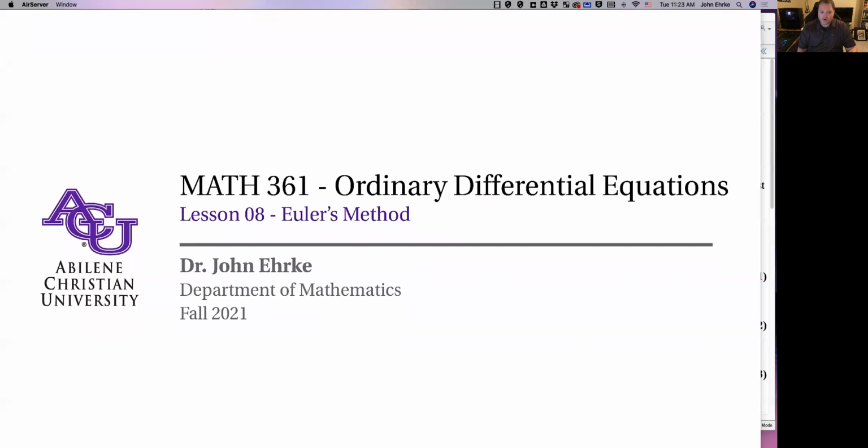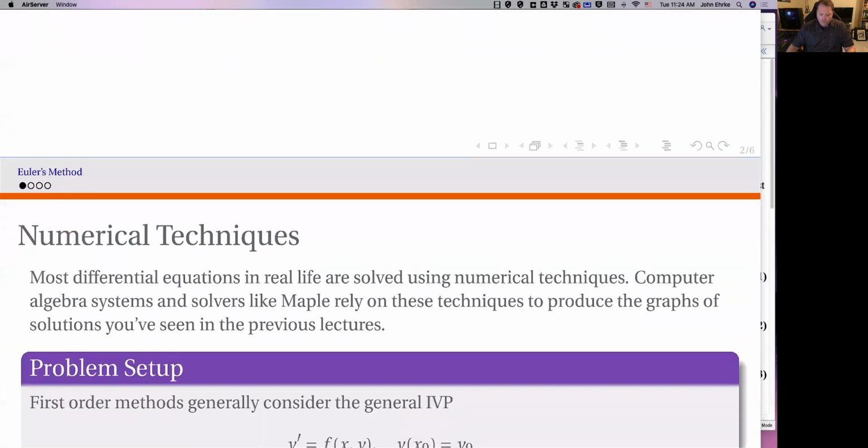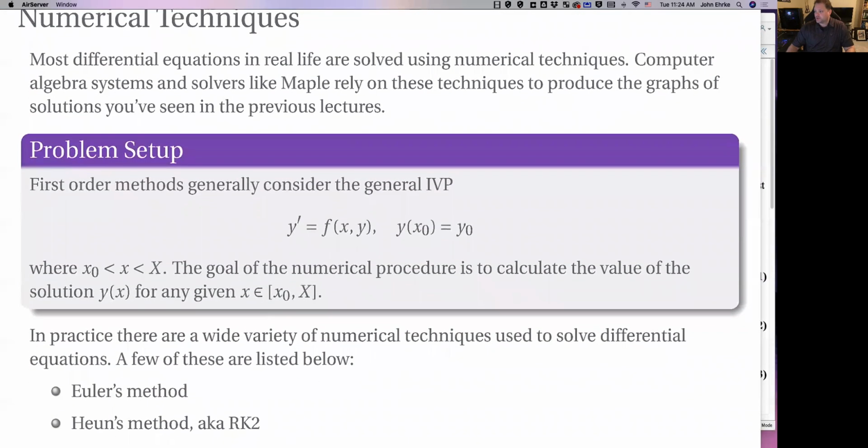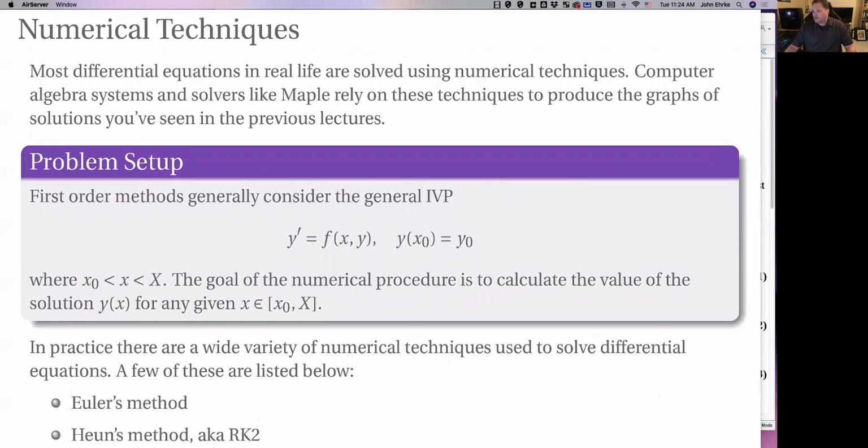If you're looking for material on this, I would encourage you to read section 2.7 of the text. It's going to give you a good introduction to Euler's method. All right, so what is Euler's method and numerical techniques in general? Well, Euler's method that we're going to look at is a technique for solving a first order differential equation. So our equation will look like first derivative of y is some function of x and y, and we have some starting point x naught, y naught.